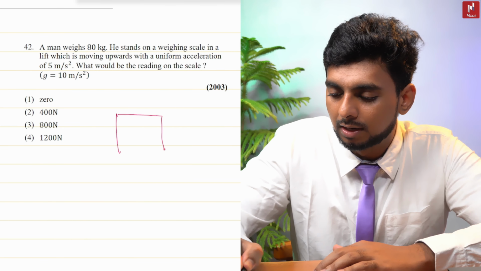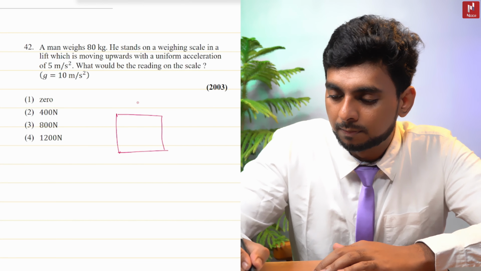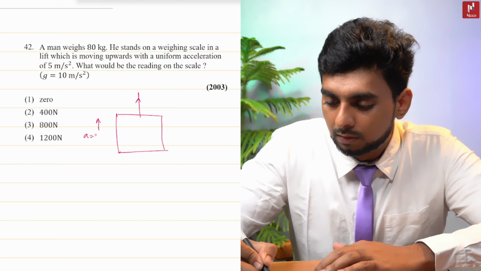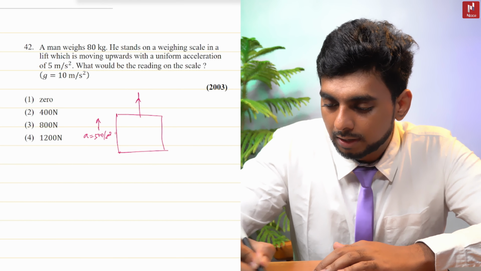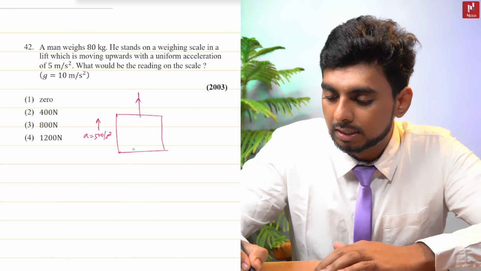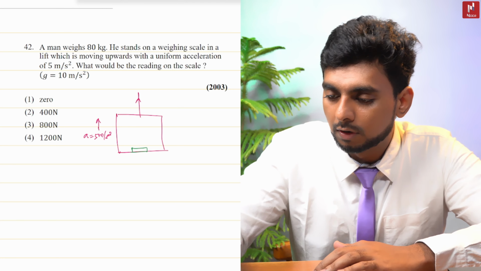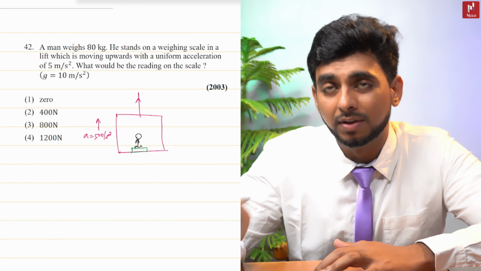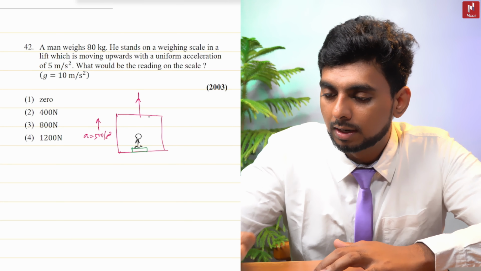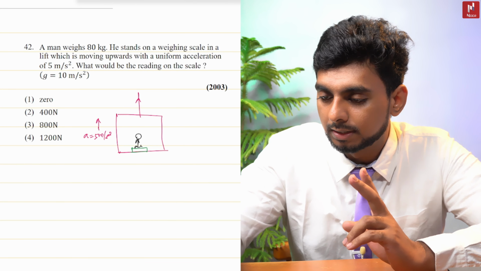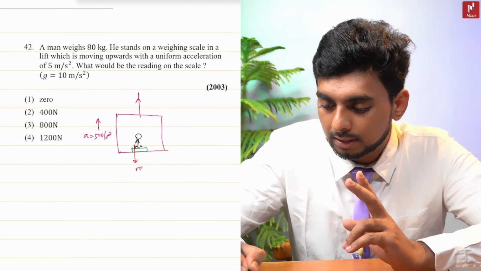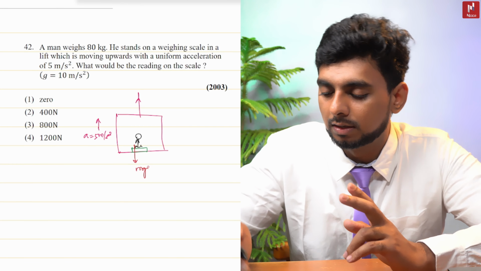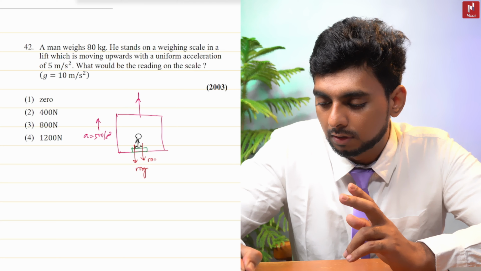So you have a lift which is going to accelerate upwards with an acceleration equal to 5 meter per second square. What they're asking us to find is the reading on the scale. You have a guy standing on the weighing scale inside the lift. So you will have two things. One will be mg that will act downwards. Same way you will have ma that too will act downwards. So you have two components.